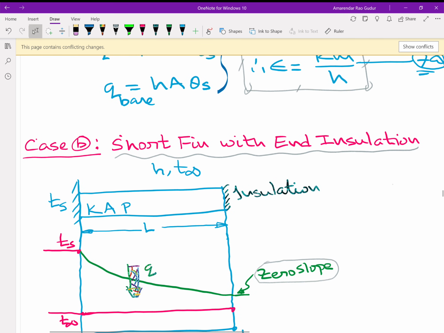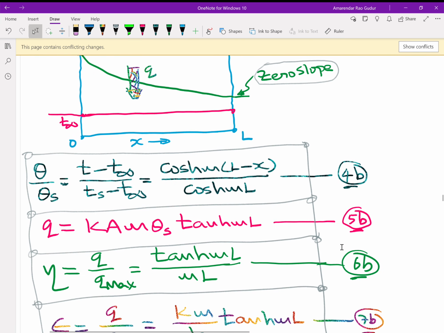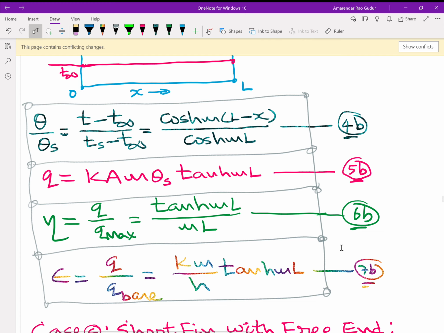Similarly, one can go for case B, short fin with end insulation, and you can do the same sort of analysis. You get temperature distribution as cosh ml minus x by cosh ml, Q as root(hpkA) theta s tanh ml, efficiency tanh ml by ml, and effectiveness is going to be Km by H tanh ml. And you can see if L is too much, tanh ml will be equal to 1. So for very long fins, all these equations will go back to the earlier case. Right. Now this mathematical part one can do by using the same standard procedure.